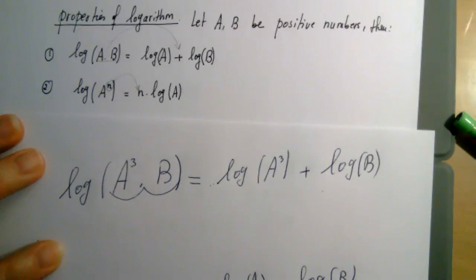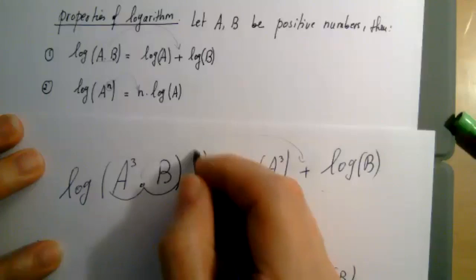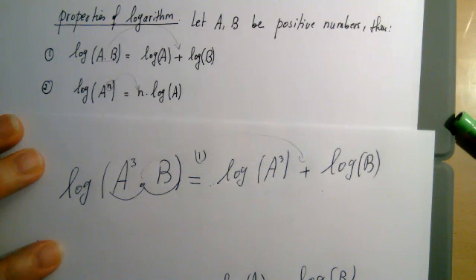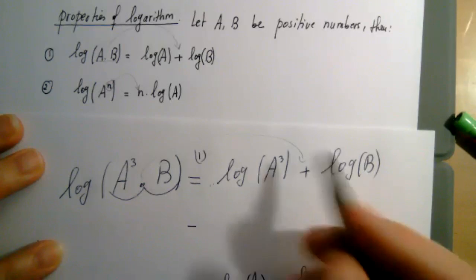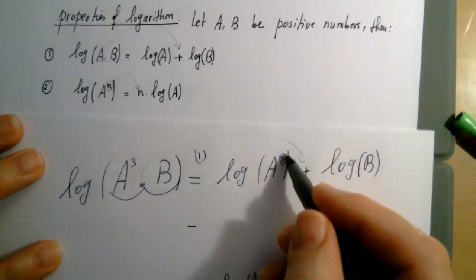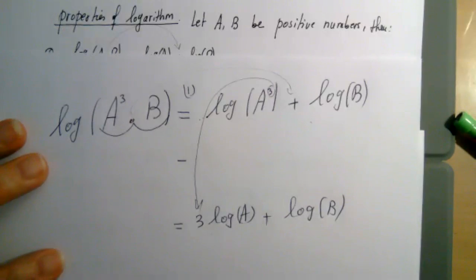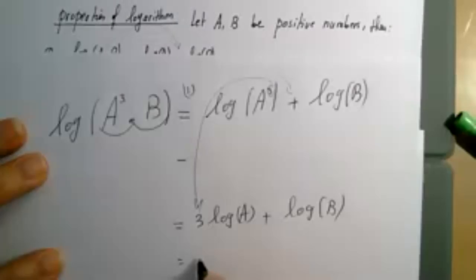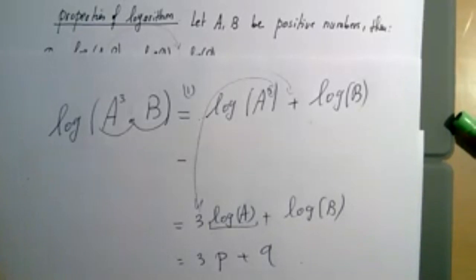First property, a product, we turned it into a sum. That's the first property. Then we use the second property. That's a power. We can bring the power down, 3 log A. Finally, there is nothing left. Okay, I'm going to call this P. I'm going to call this Q. That will be your answer.